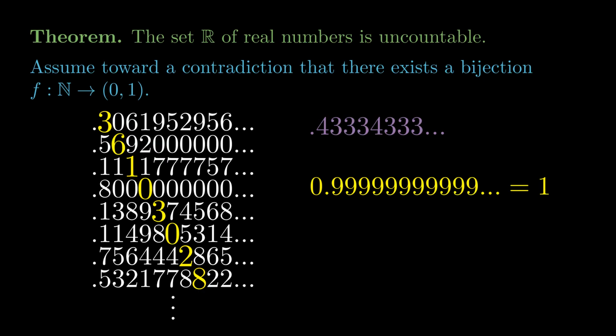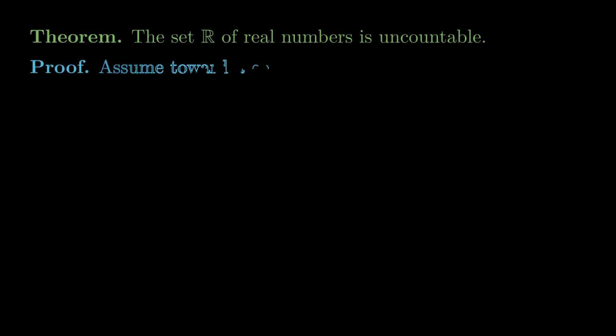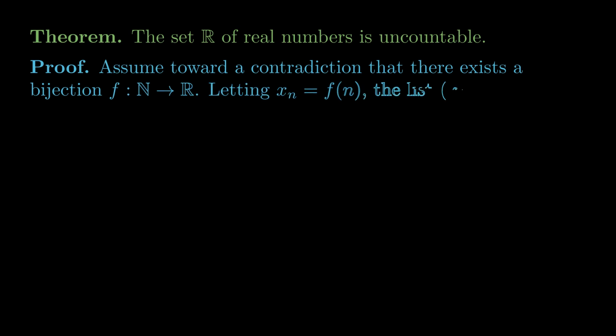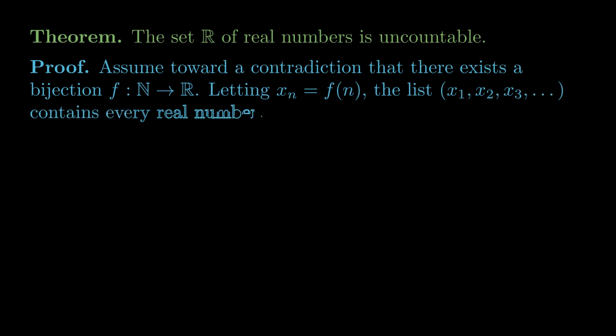So let's instead do this proof another way. And this time let's just work directly with the real numbers instead of the interval 0 to 1. We'll assume toward a contradiction that there exists a bijection f from the naturals to the reals. Letting x sub n denote f of n, we can write out this ordered list, and every real number has to show up on this list. In episode 4, we used the axiom of completeness to prove the nested interval property, and we'll use that here.